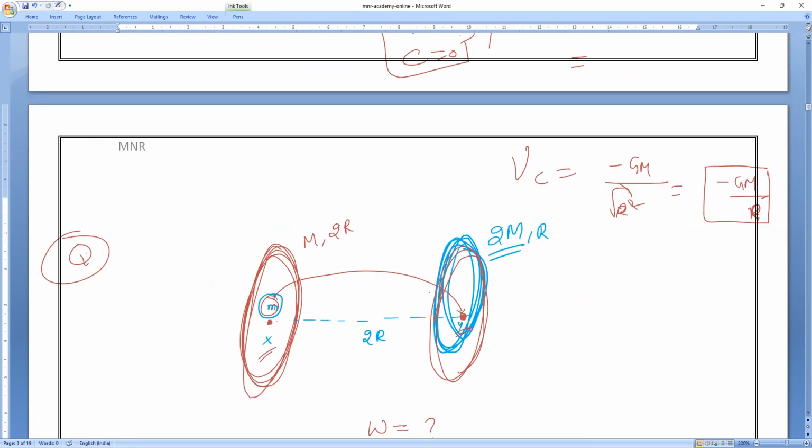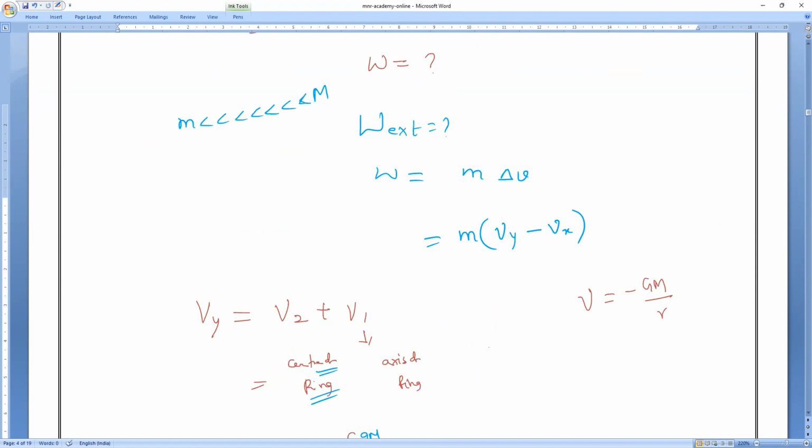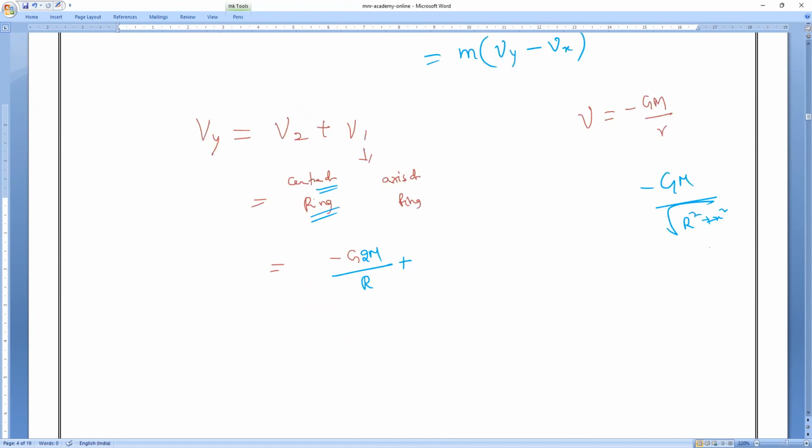Next, plus V1, due to the axis of the ring. It is acting in the opposite direction. So what will happen, everybody? Minus Gm divided by root over R square plus X square. We all know the formula. Am I right or wrong? So in this, what is the X value? Can you tell me? X equals to what is the distance between them? Verify, guys. X equals to what?